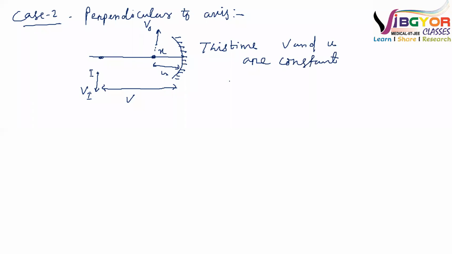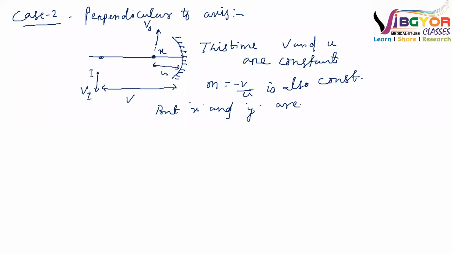So magnification is equal to minus v by u, which will also be constant for a particular mirror. But x and y are variables. At what speed it will go, we don't know, and the same displacement may not be there. So that's why, students, here x and y are variables.